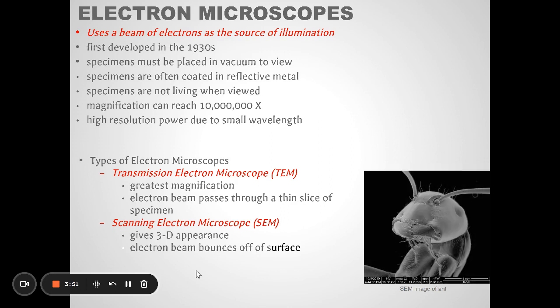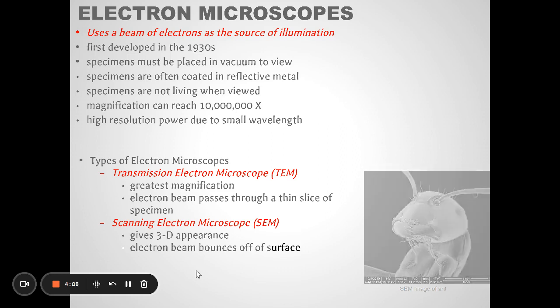And so sometimes you see these, usually they're black and white. Sometimes they're colored after the fact, artificially. But you see these kinds of enlarged images of insects and worms and things like that. Often they're made with this scanning electron microscope.